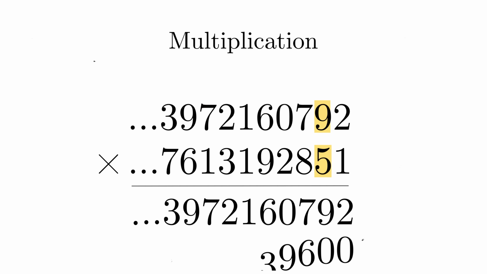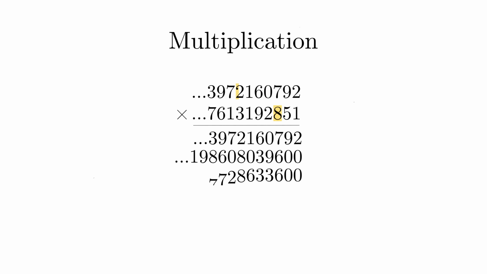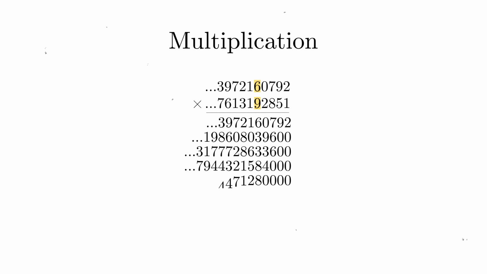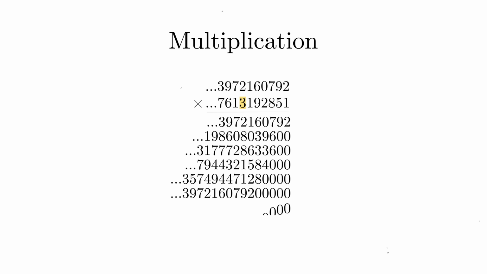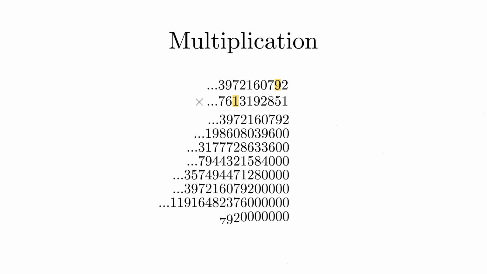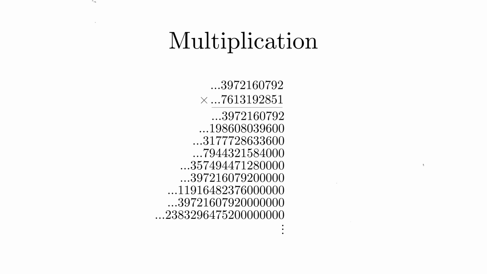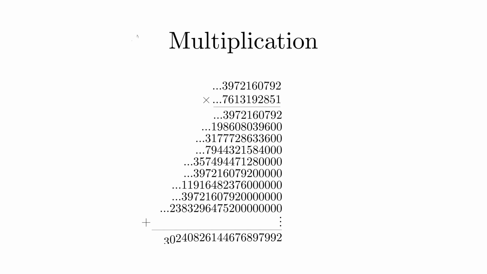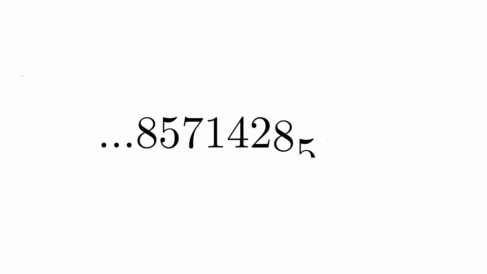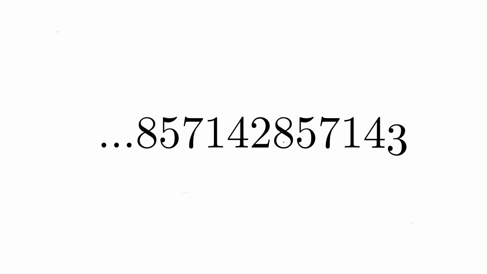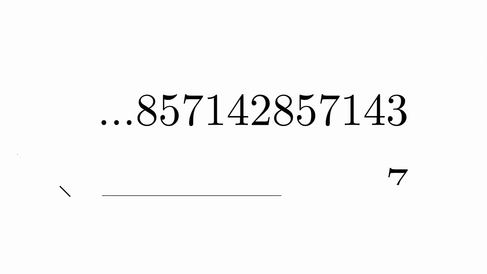What about multiplication? Well, again, you can take any two 10-adic numbers and multiply them out. This works because the last digit of the answer depends only on the last digits of the 10-adic numbers, and subsequent digits depend only on the numbers to their right. So it might take a lot of work, but you can keep going for as many digits as you like. Let's take one 10-adic number ending in 85714285743 and multiply it by 7.